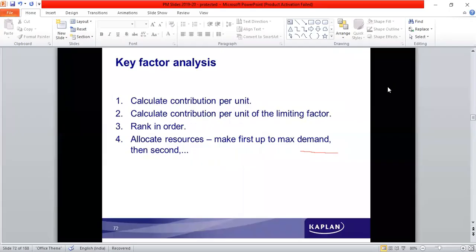Key factor analysis says that first calculate the contribution per unit. After that, calculate the contribution per unit of that limiting factor. Then rank the products according to their profitability, and then start allocating the resources accordingly. So that is the situation here. We will see one question.